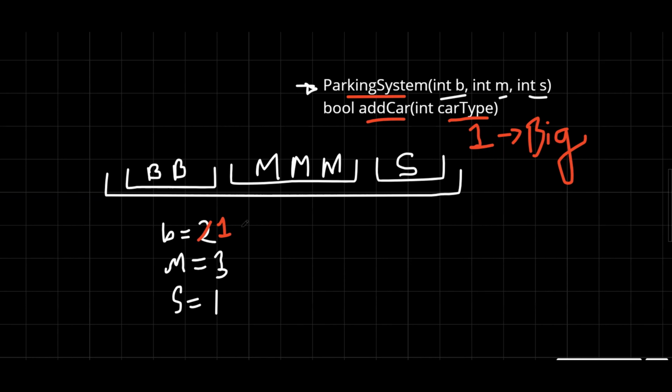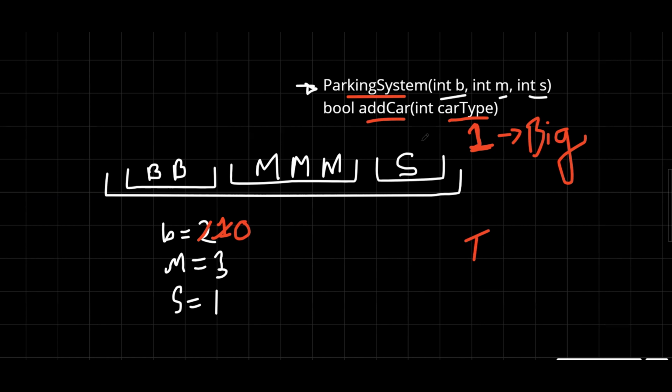Now, suppose again the addCar method takes the parameter 1, which is another big car. So here we have to place another big car into our parking lot. The value of B will be reduced from 1 to 0. In this case, we also have to return true because we have placed the respective big car.